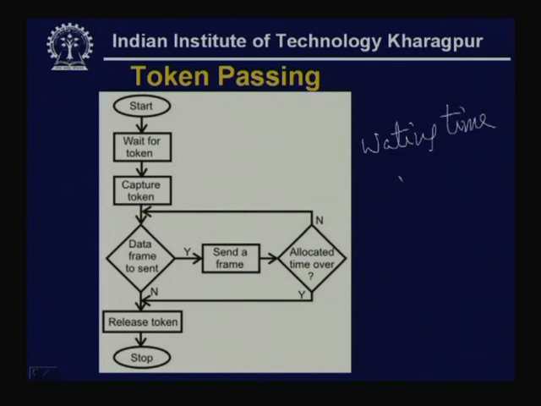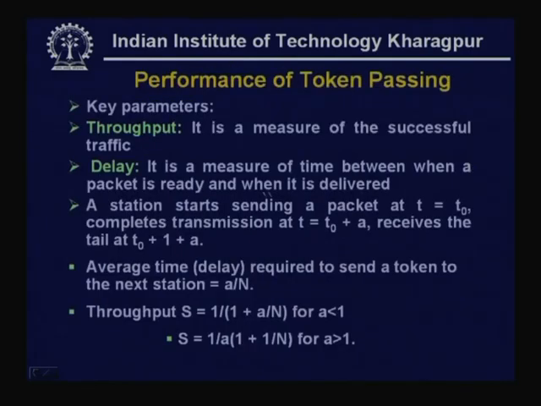That waiting time can be very long if there are a large number of stations in the ring, and on the other hand, if the number of stations in the ring is small, then the waiting time can be small. So, this is the measure of the delay. It is a measure of the time between when a packet is ready and when it is delivered. So, let us see what parameters it depends on.